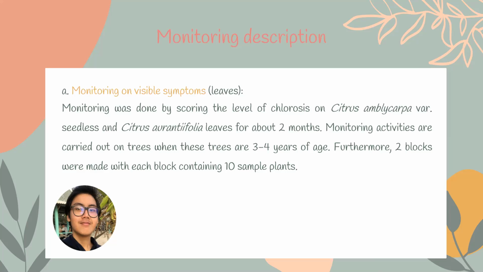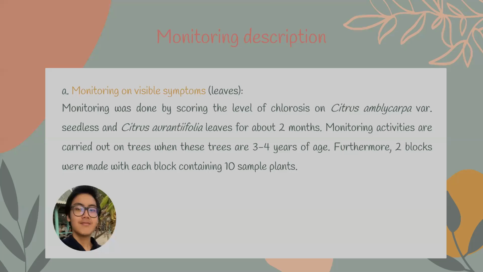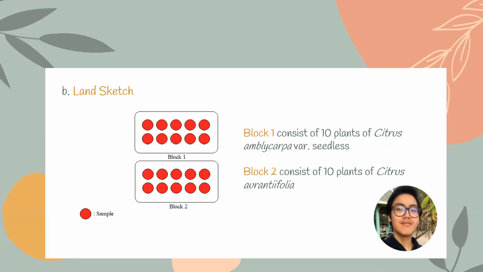So here we have our monitoring design, or how we are going to sketch our land with 2 blocks. Block 1 consists of 10 plants of Citrus amblycarpa, and block 2 consists of 10 plants of Citrus aurantifolia, with the red dots showing the samples we are going to take.